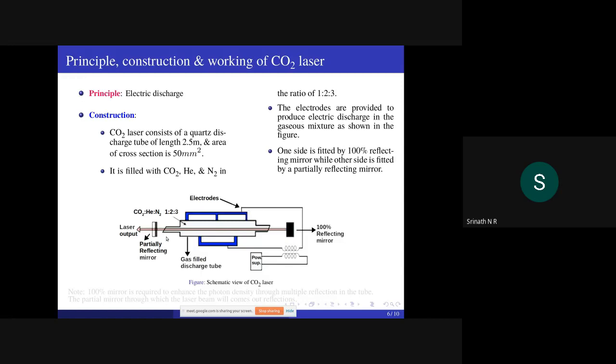One edge of the discharge tube is fitted with a partially reflecting mirror to bring the laser beam outside once the threshold photon density is reached inside the quartz discharge tube, whereas the other side is fitted with a 100% reflecting mirror to enhance the photon density in the discharge tube through multiple reflections.